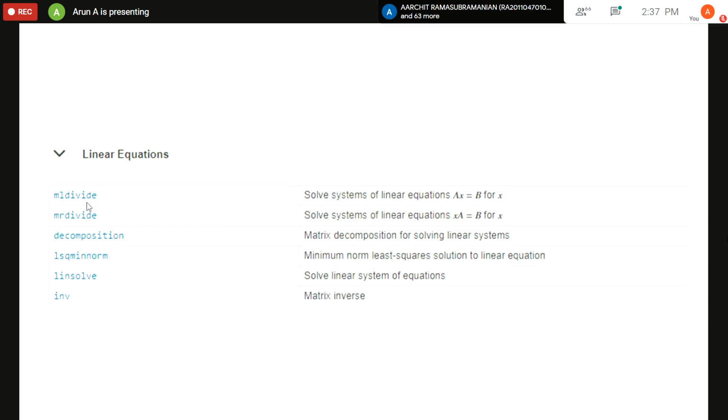And mldivide is for solving linear equations. The function is AX equals B, and mrdivide, solving linear equations XA equals B. So like that, each and every command has a specific function, and you can make out the difference. The commands are in blue, which is the execution. Okay, so this is a little bit about linear equations. Don't worry, I'm just showing you what it is.